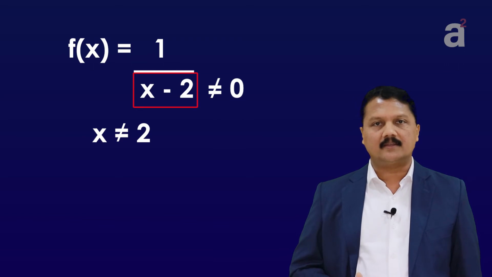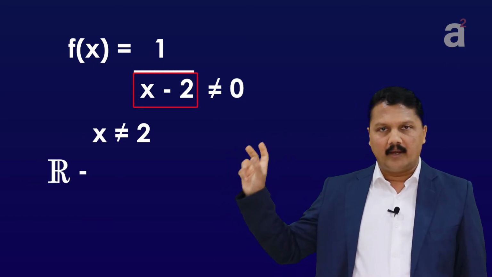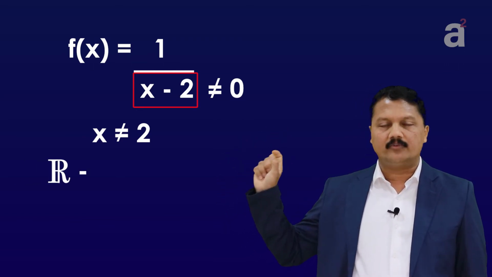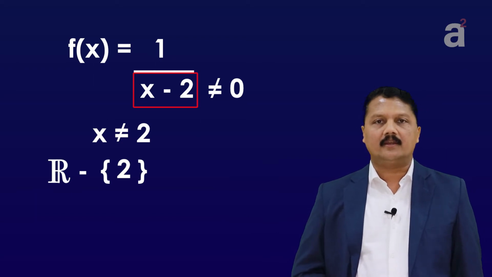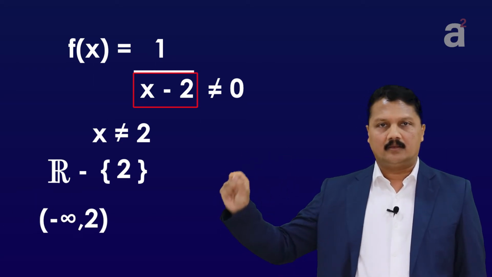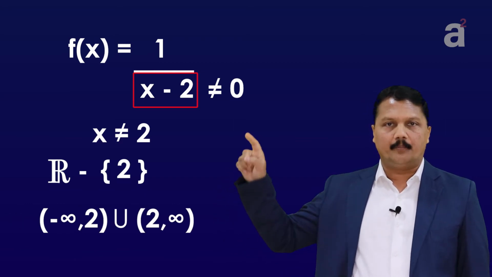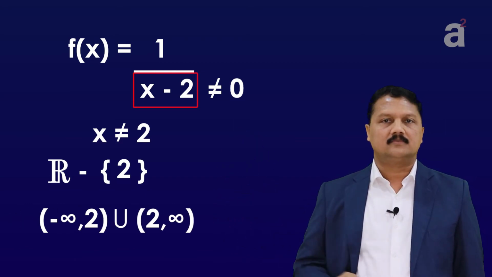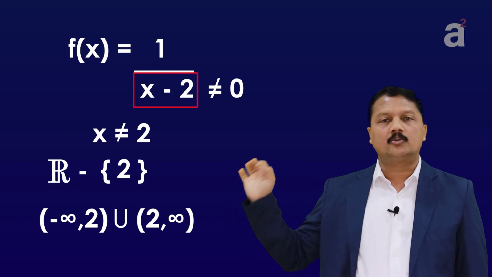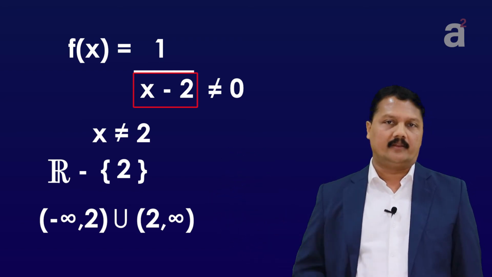So we can write it as R minus the set of 2. Or you can write negative infinity till 2 and 2 till infinity. Here you can see the bracket for 2 is the open bracket. That means 2 is not included in that.